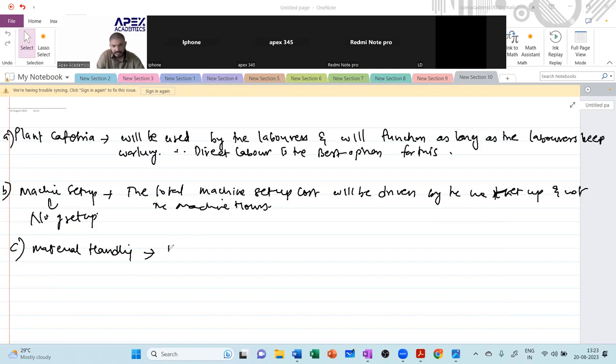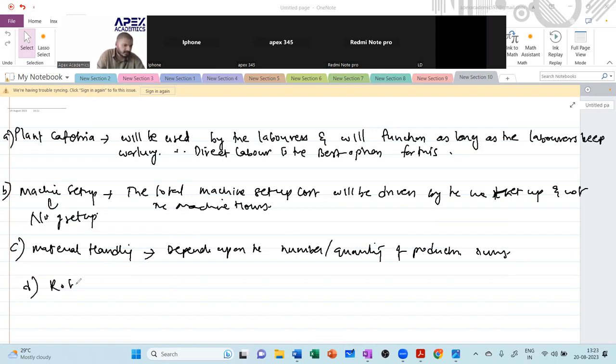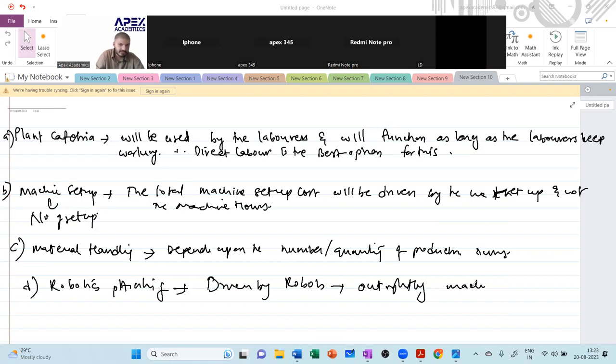What is material handling? It depends upon the number or quantity of production runs. It does not take into consideration machine hours. Next, robotics painting. What about robotics painting? It is driven by robots here. Means it's outrightly machine driven. Outrightly machine driven.